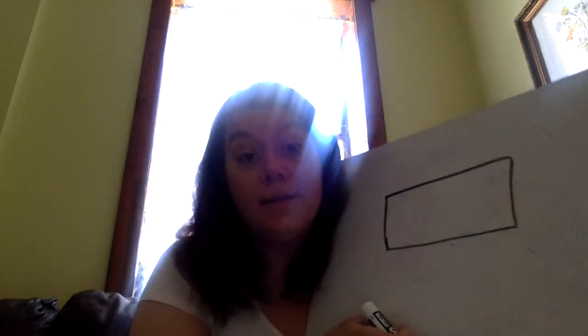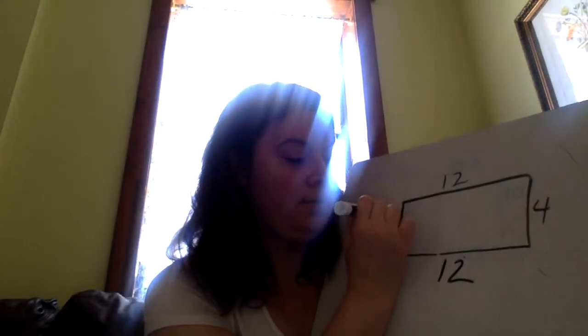Now, let's say I have a rectangular yard. Again, I'm going to have 4 addends because I have 4 sides. Let's say that this side is 12. This one is 4. So this would be the same length as the top here. So this would also be 12. And then this side would be the same as this, 4.